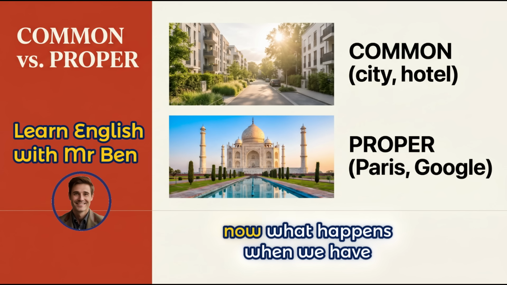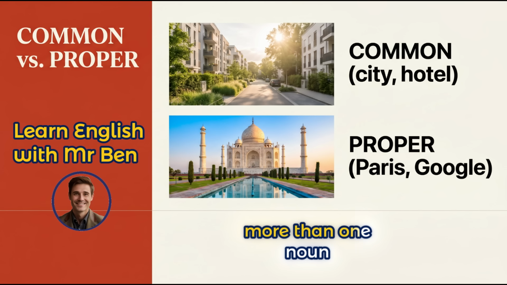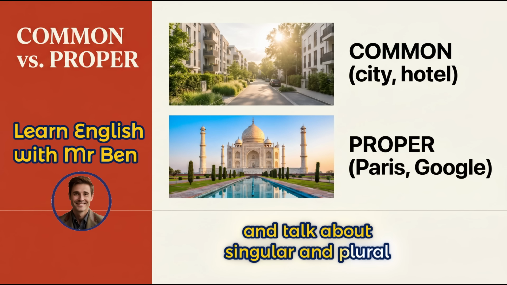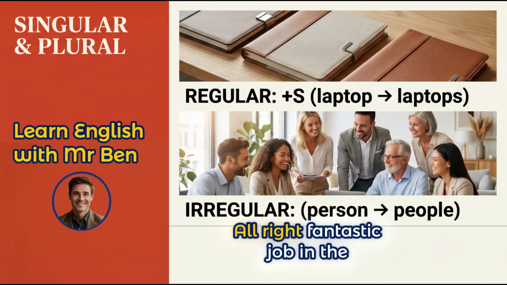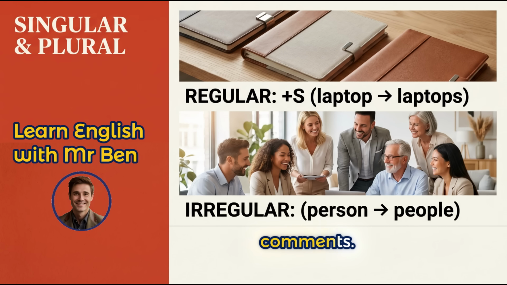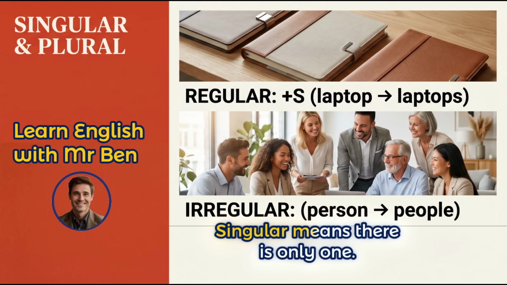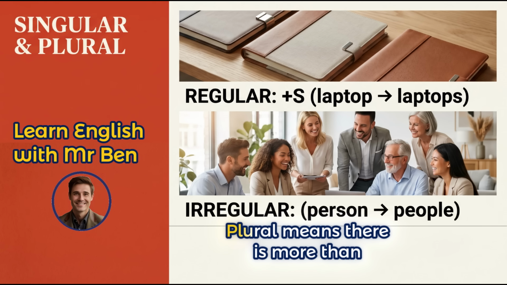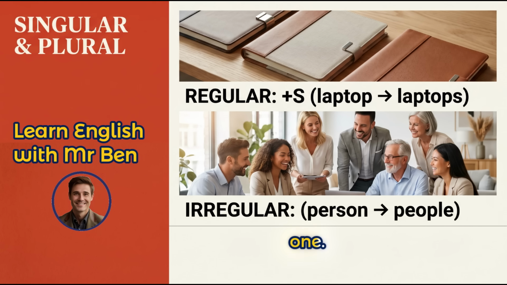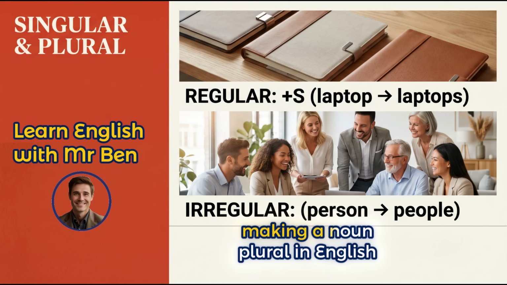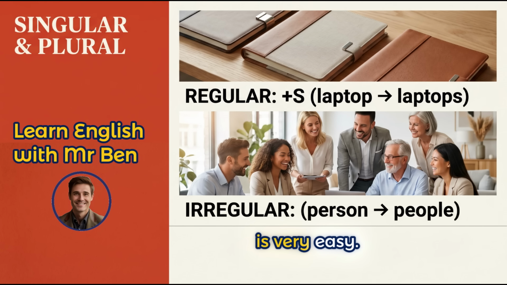All right, now what happens when we have more than one noun? Let's bring up card number 3 and talk about singular and plural rules. All right, fantastic job in the comments. Now, moving on to card number 3, we are going to look at the multipliers, singular and plural nouns. Singular means there is only one. Plural means there is more than one. Most of the time, making a noun plural in English is very easy.